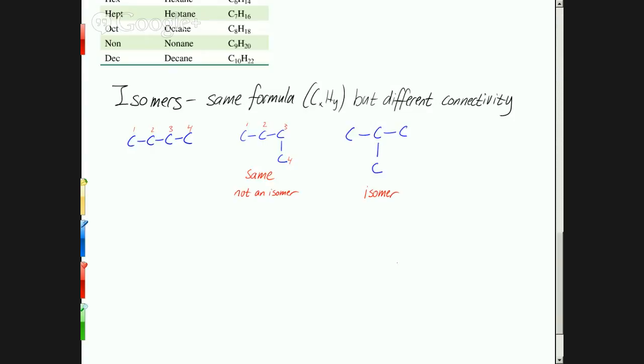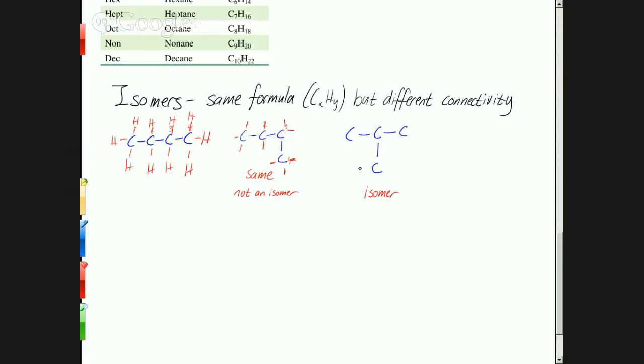So now let's add the hydrogens on here. And the hydrogens can also be a good clue to whether or not you have isomers, because you can look at how many are on each carbon. So in this case, we've got a CH3, CH2, CH2, CH3. And that's going to be the same here. I won't write out all the H's, but you get the same idea. CH3, CH2, CH2, CH3.